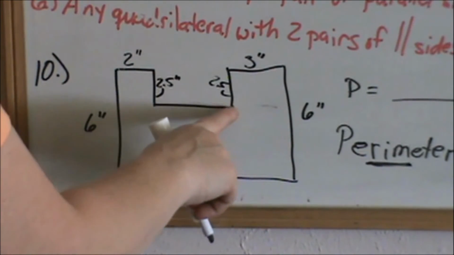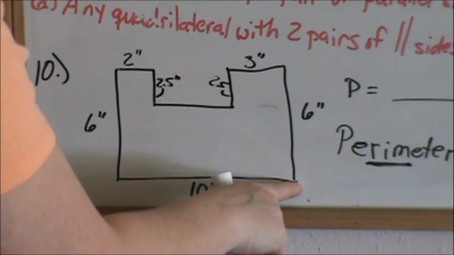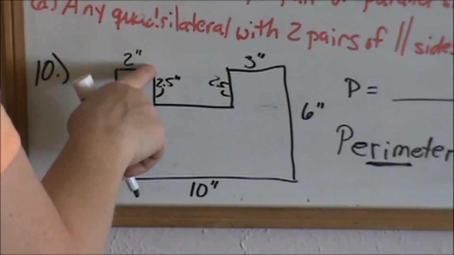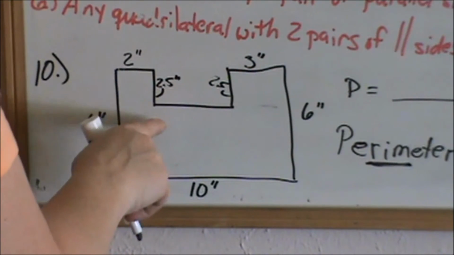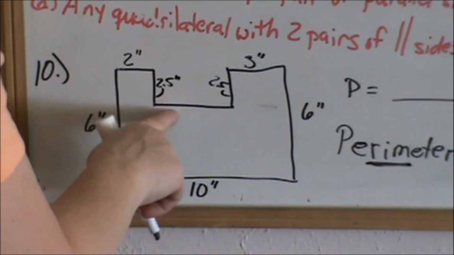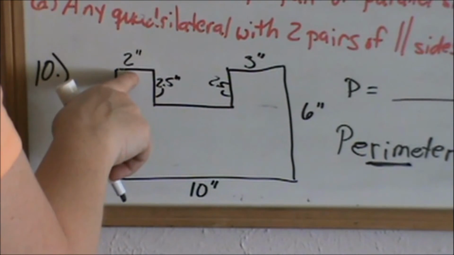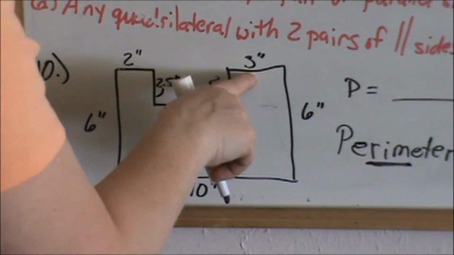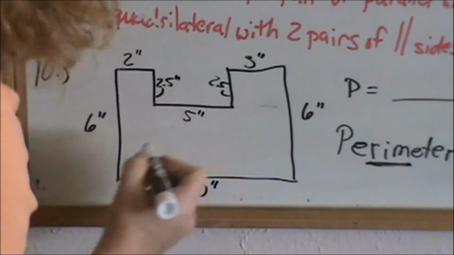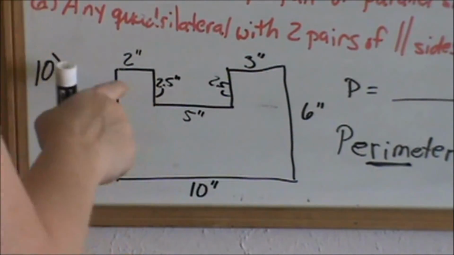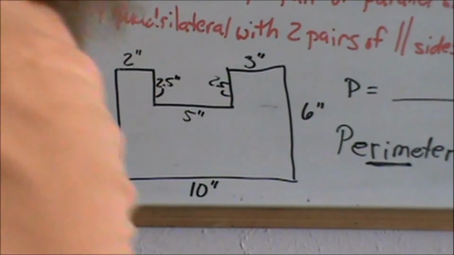So for this one, you know that the total bottom length has to add up to 10. Well, you are given that this is 2 and this is 3. That adds up to 5. So then you need to subtract that from 10 to get this distance, okay? So 10 minus the 2 minus the 3 leaves 5 left. So you know that this distance right here is 5 inches. So now all you need to do is add up all of these numbers to determine the perimeter.